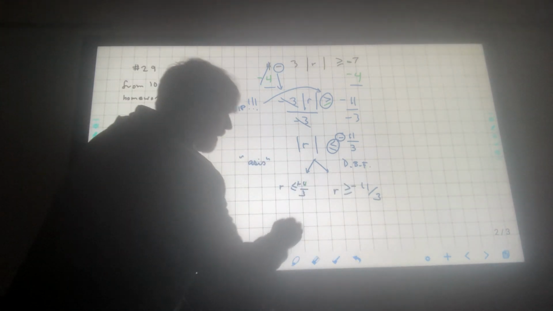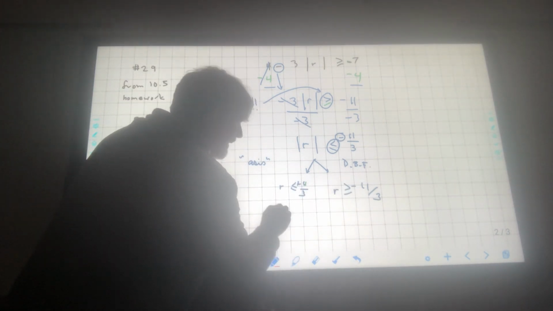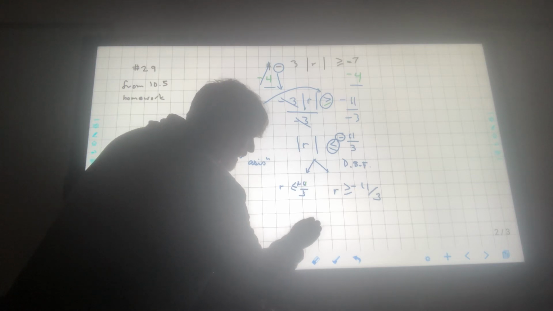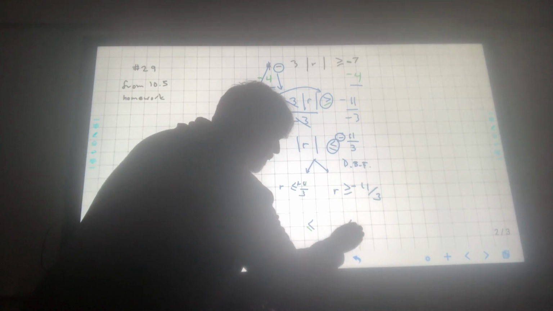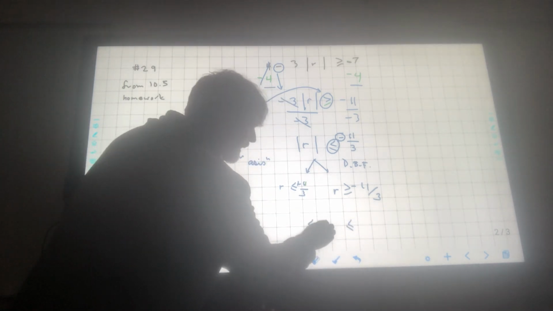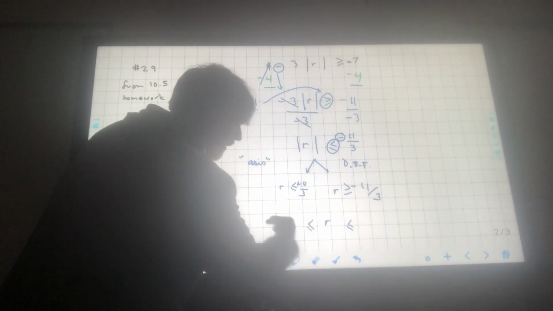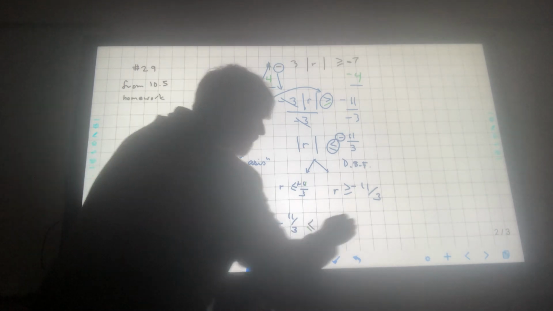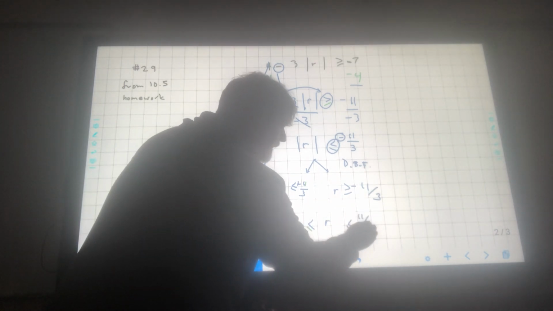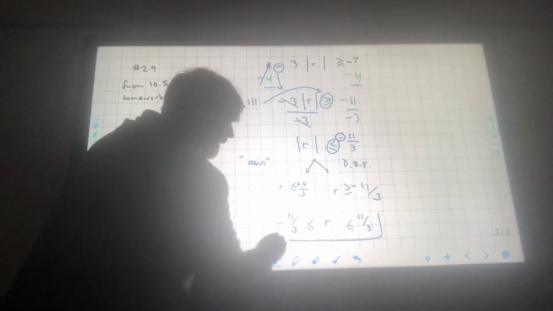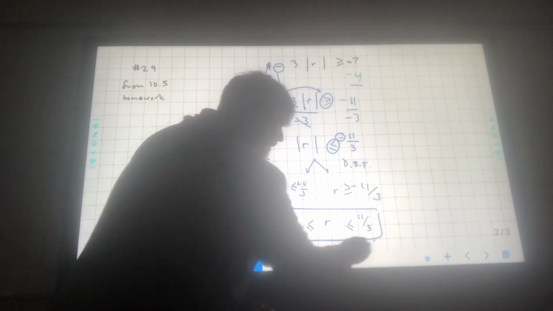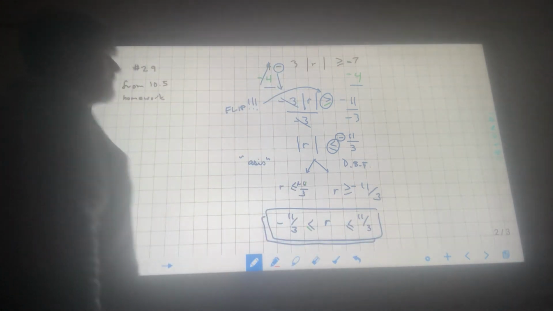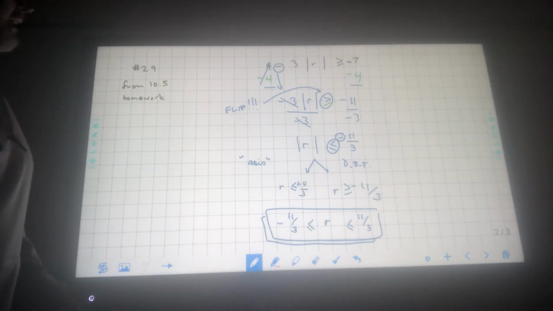All right, so here we go. I get, this is going to be a sandwich, okay? And I'm not going to graph it just because that's in the answers. So it's going to be less than or equal to for both of these. It's r. What is it sandwiched between? On the low end, it's -11/3, and on the high end, it's +11/3, and it is sandwiched between those two numbers. All right, so that's the second one.